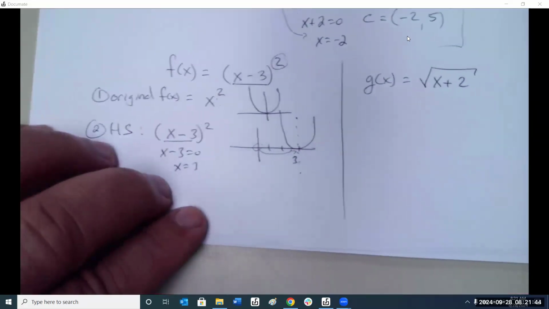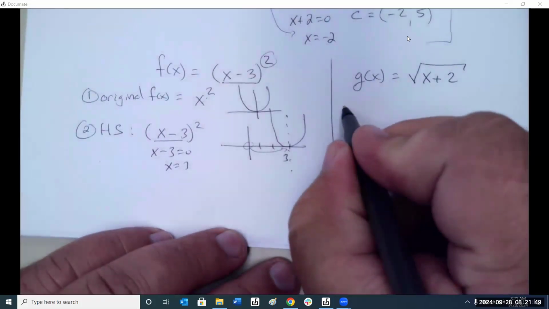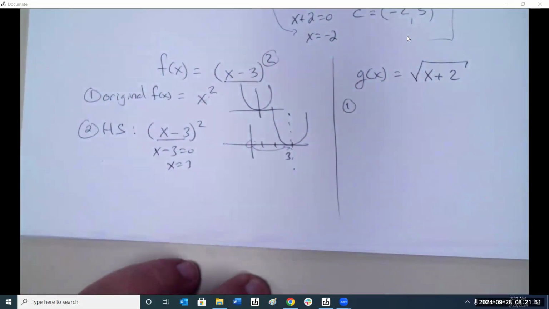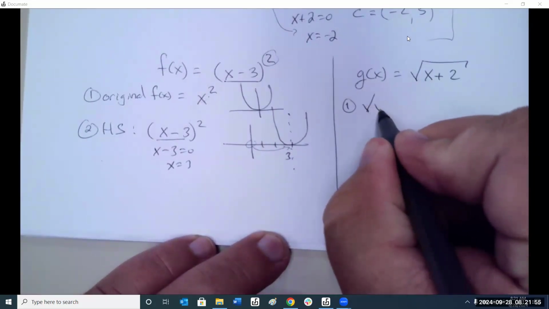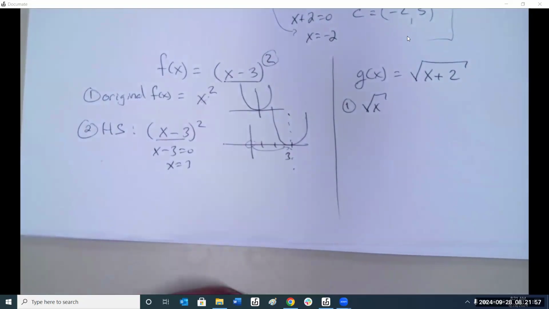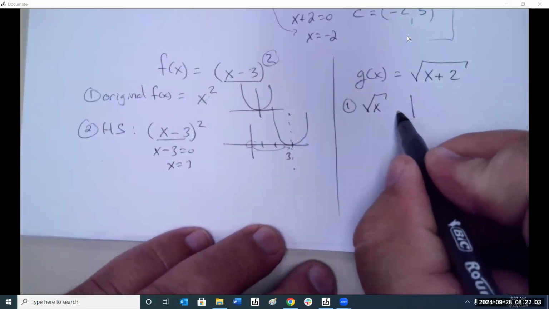What does that graph look like? It's not even near funny. The function here is the square root of x. What does the square root of x look like?